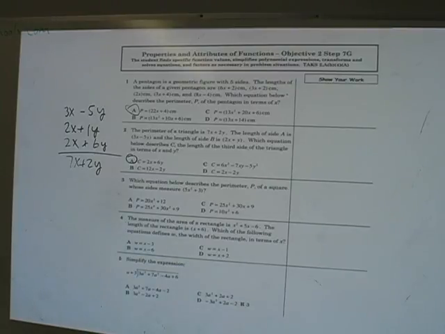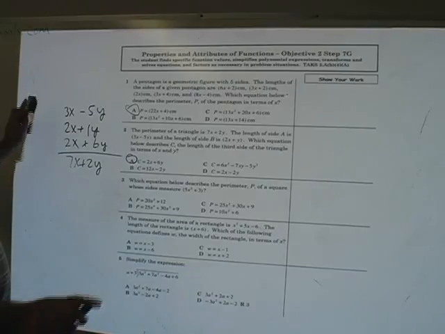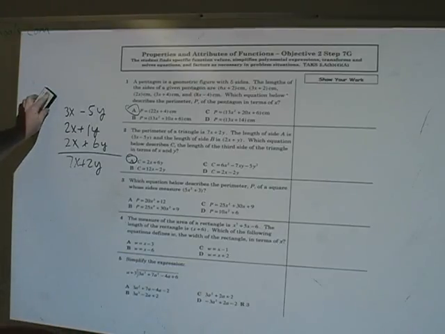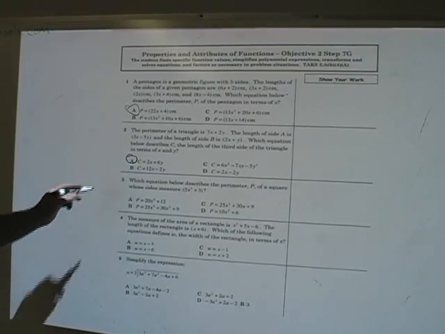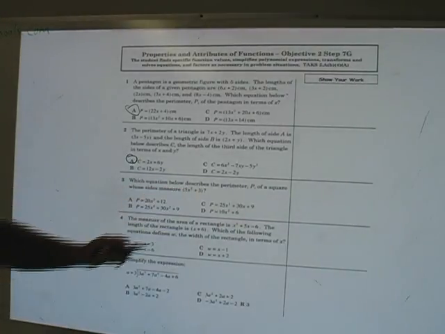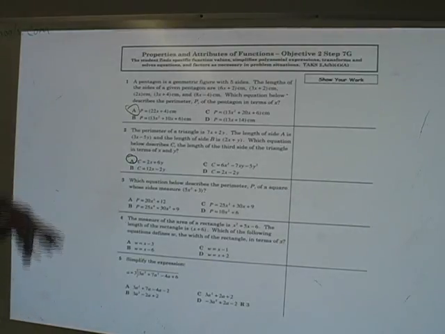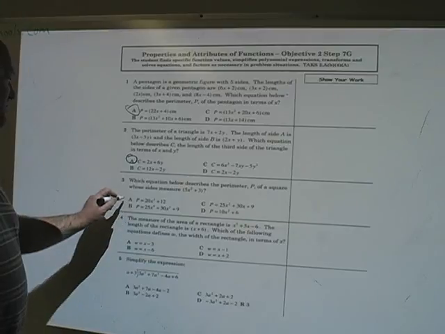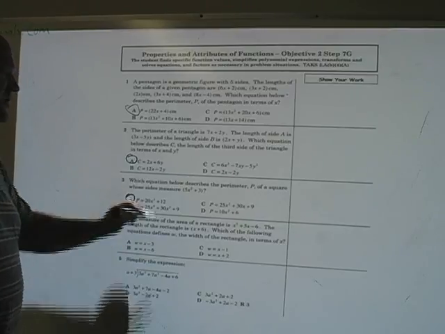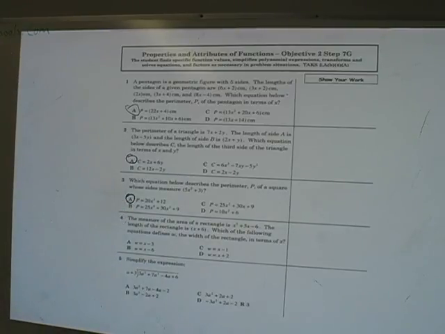Number 3, perimeter of a square. You should know how to do that. You've got 5x squared plus 3 on all 4 sides. Add up all 4 sides. You're going to get 20x squared plus 12. Okay?